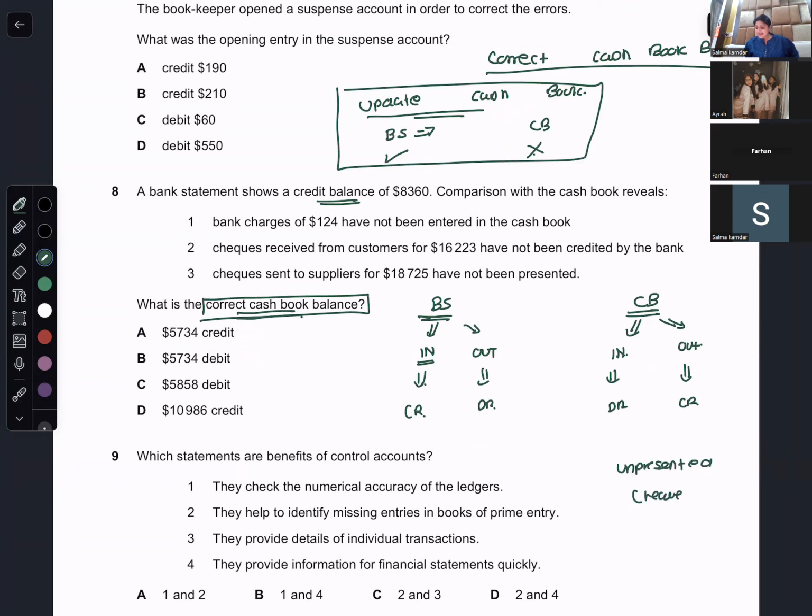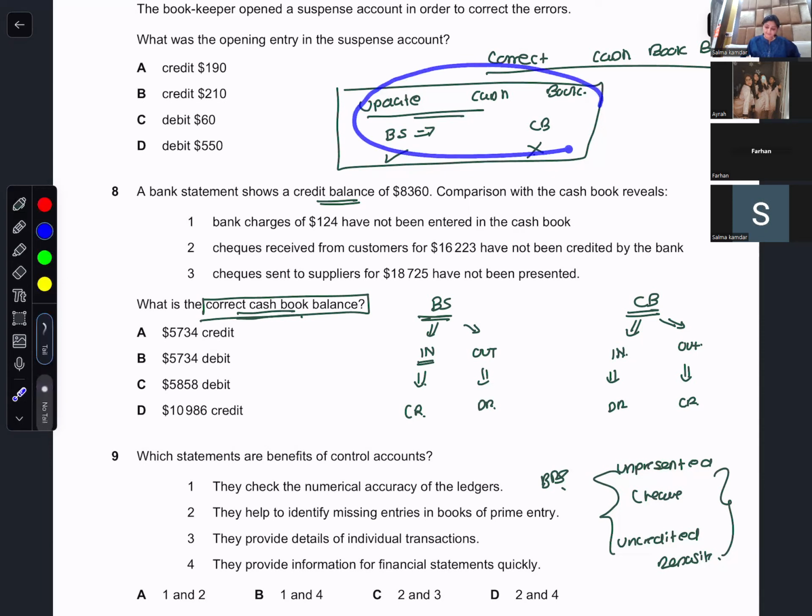Unpresented checks and uncredited deposits always come in the BRS. So they want us to update the cash book with the things that are done in the bank statement and not done in the cash book. Are you with me?